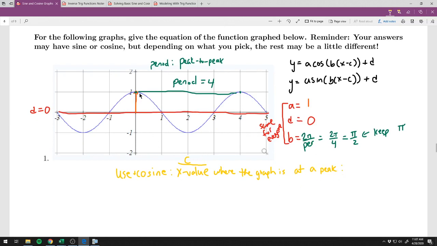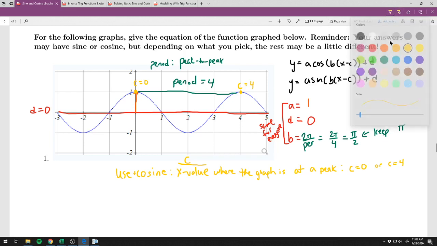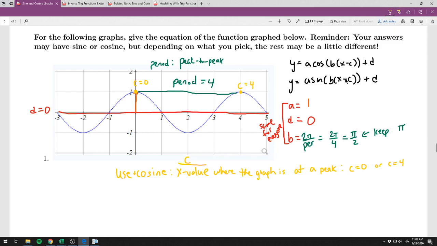So if I wanted to use positive cosine, I look and see here, I can use x equals 0, so c equals 0, or I could use c equals 4. It doesn't matter at all which one you pick. You just want to pick one of them. But you can go through all the possible options. You're just going to find one that works and then go from there. For this one, I won't do everything because it'll get very messy.